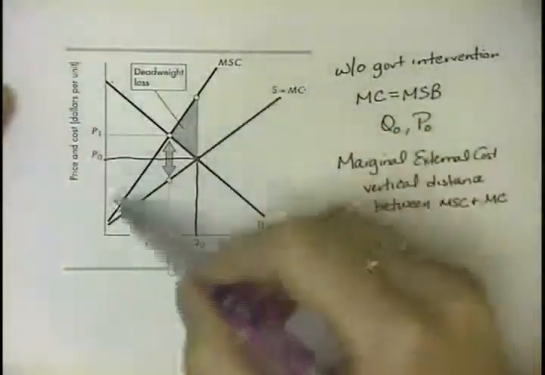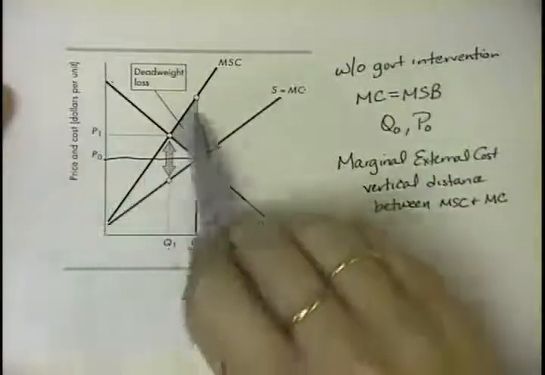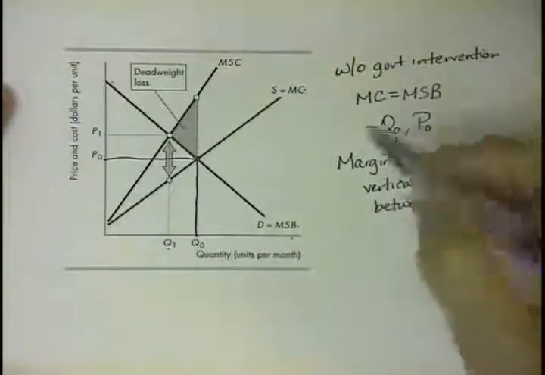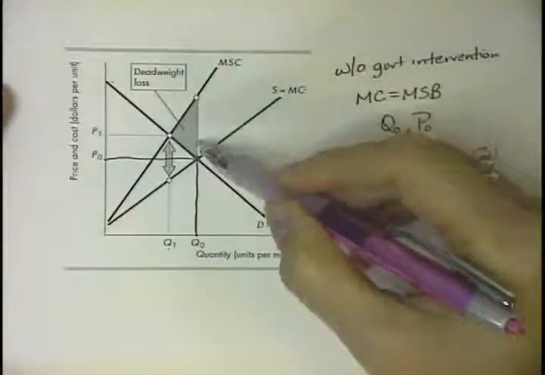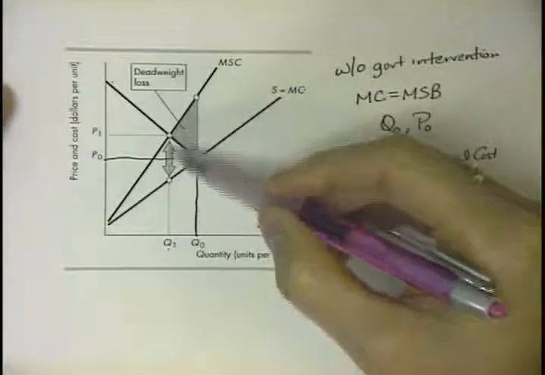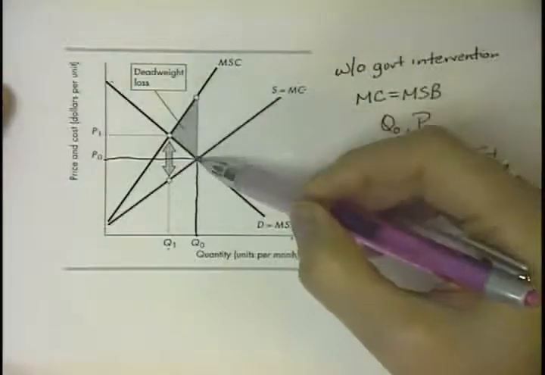On your homework, the curves are parallel, so the marginal external cost is going to stay constant. In this case, the external cost is increasing as our production increases. So the vertical distance, for example, if we were here, the vertical distance would be whatever the difference would be between here and here, or here and here.